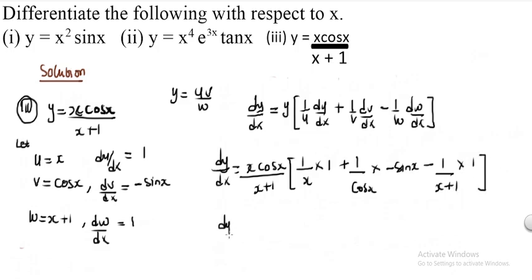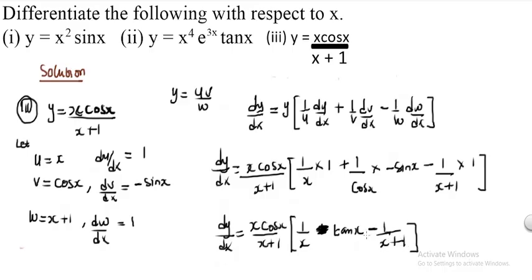So here we have dy over dx is equal to, we write out all these terms again. This is now x cos x over x plus 1, open brackets. We have 1 times 1 over x, so this is 1 over x plus, here we have minus sine x times 1 over cos x. So that means we have negative sine x over cos x. Now remember, sine x over cos x is tan x. So this is minus tan x. So this is equal to minus 1 over x plus 1. So we can leave it at this and call it a day.